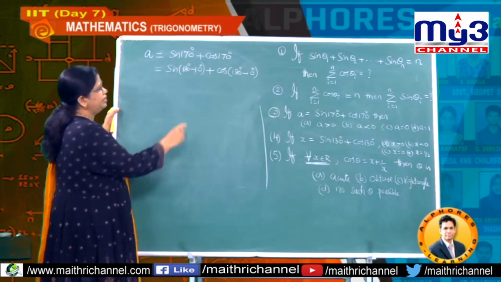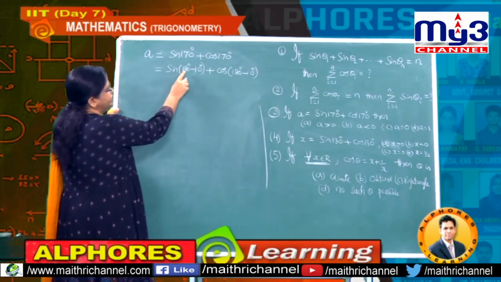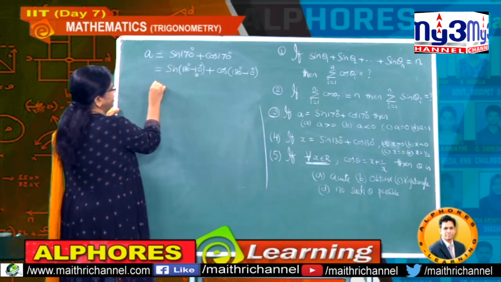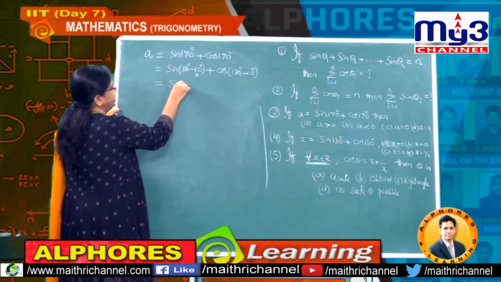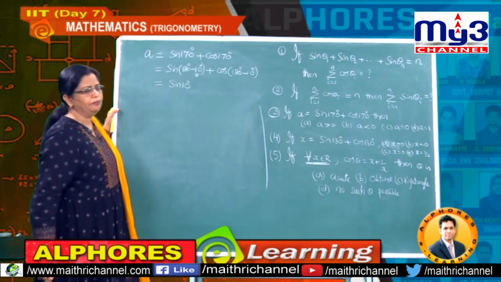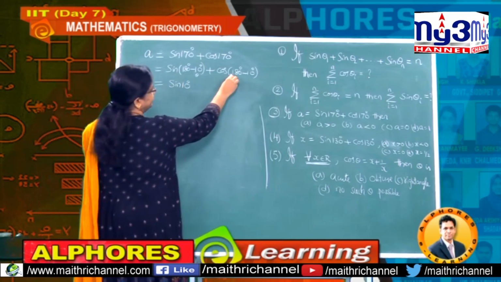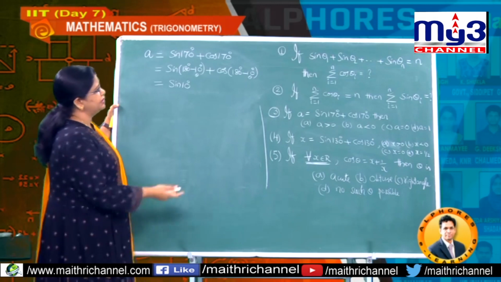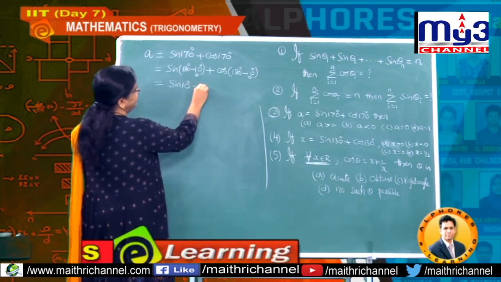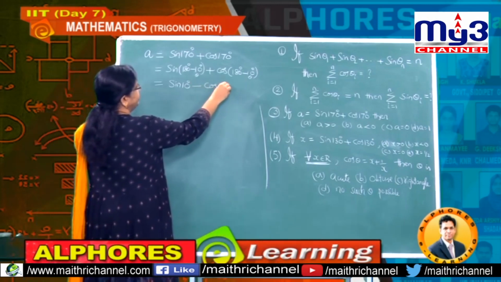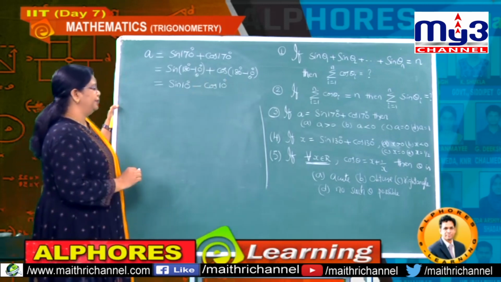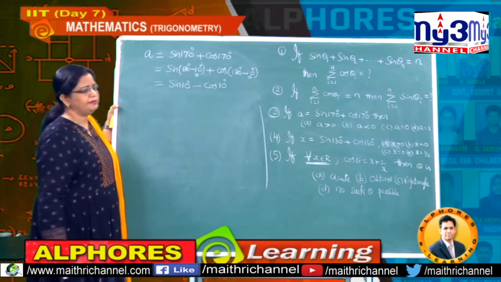After this we use the allied angle concept. Sin 180 minus theta equals sin theta, that is sin 10. And after that, cos 180 minus theta, what is the value? Second quadrant, therefore this is minus cos 10 degrees. Got it, students? And now how can I find this value?